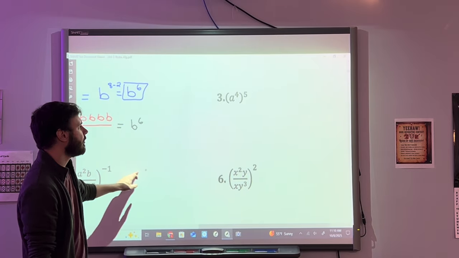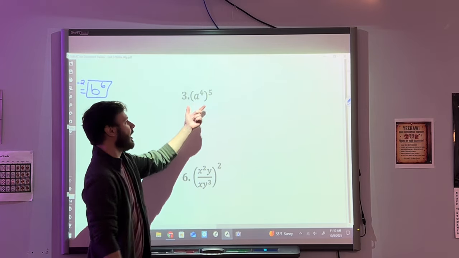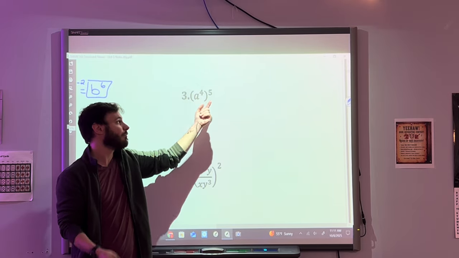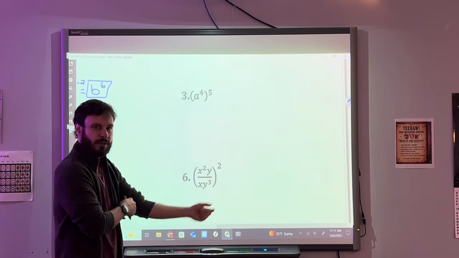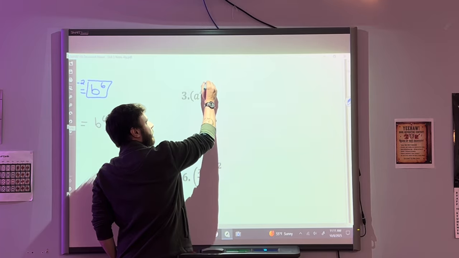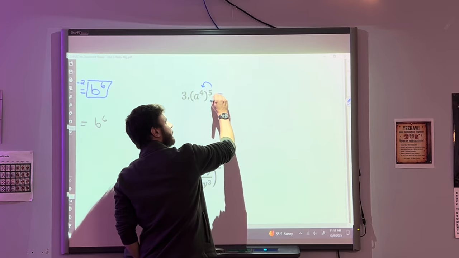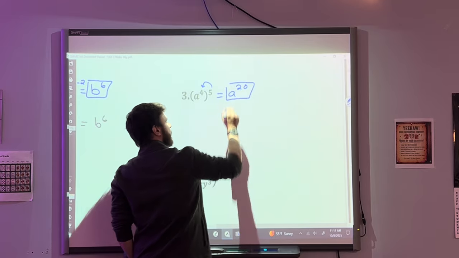Let's go over and look at number 3. So we have another rule. It says if I have a base to an exponent inside a parenthesis, and that parenthesis itself has an exponent, my shortcut says I multiply. I multiply in. So it's going to be 5 times 4. A to the 20 is my answer.